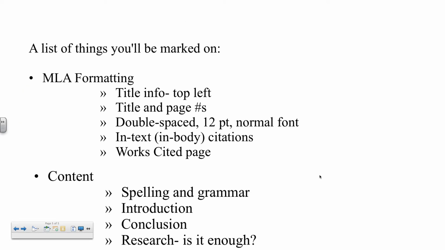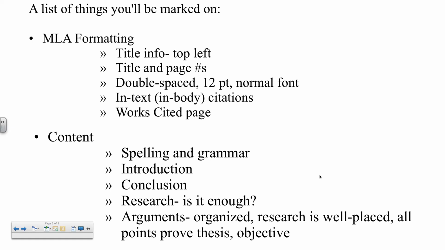Here's the list of things that I'm going to be marking you on. So I'm going to be looking at MLA formatting. You're going to have to make sure that you have your title info in the top left. You're going to have title and page numbers in the top right of every page. Everything is double spaced, it's 12 point, normal font. The in-text, in-body, or parenthetical reference citations, is what they're really called, are correct. And you also have a works cited page.